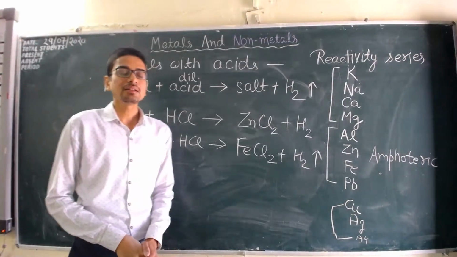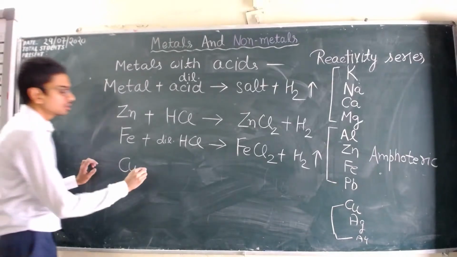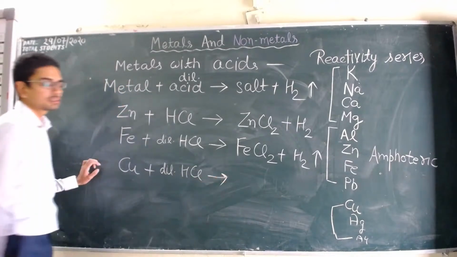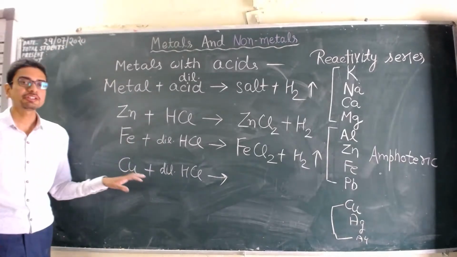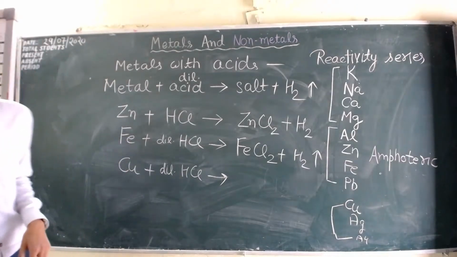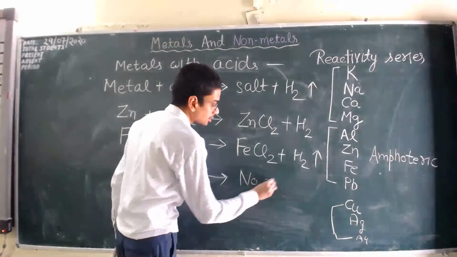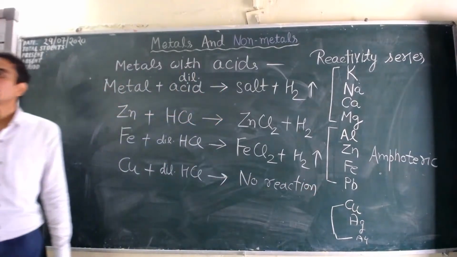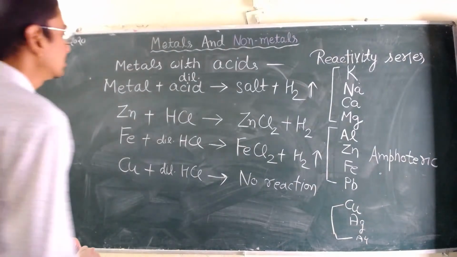Now we will study the reaction of copper with dilute HCl. Write down the products. Is this reaction possible? No reaction. There is no reaction. Why? Can anybody tell me why this reaction will not take place?